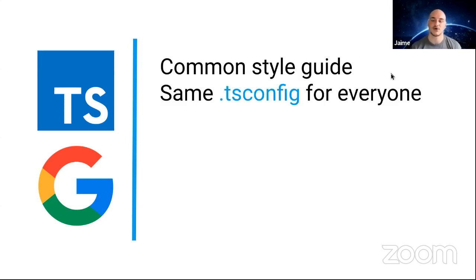Then we have the same TS config for everybody. Everybody uses the same flags, which makes interoperability very easy and jumping from project to project very easy. It also means that the TypeScript team can perform refactorings across the whole of Google. If they need to update to a new TypeScript version, they can do that because everybody uses the same.